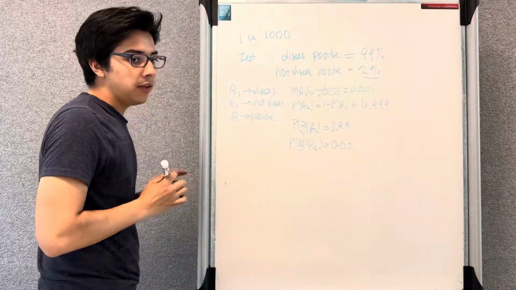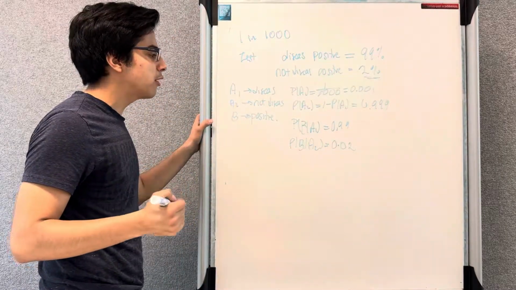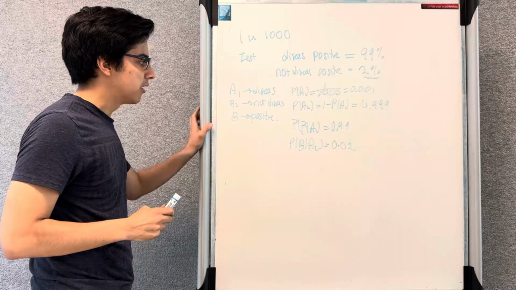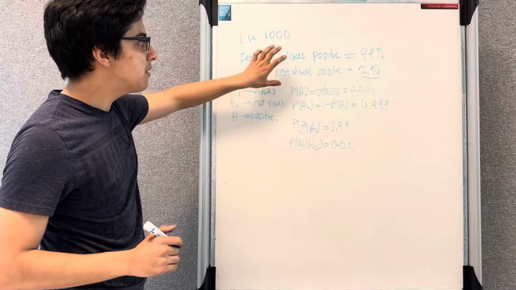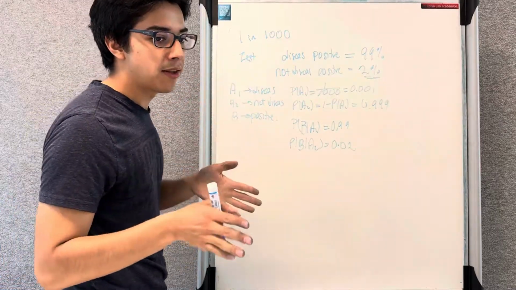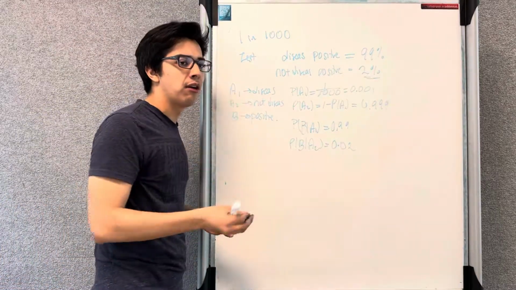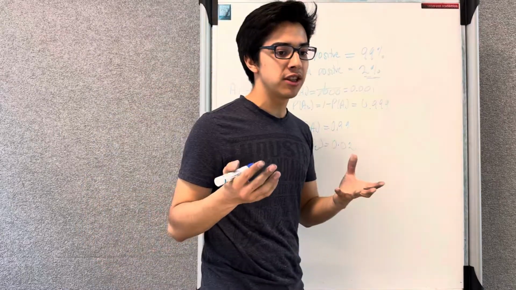Now, what if we want to get the total probability of B? Because we have the conditional probability, but what is the total probability of the test giving positive? Only that event happening. We don't care about the other two. We want to know if it is positive.